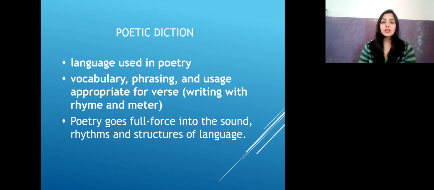Now, what do you mean by poetic diction? Language used in poetry is known as diction. Vocabulary, phrasing, and usage of appropriate verses is known as diction. In a shorter form, whatever words are written to show the emotions of the poetry is known as diction. Poetry goes full force into the sound, rhythms, and structures of language.